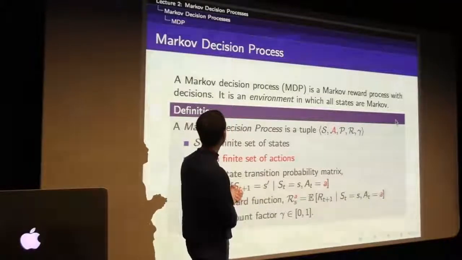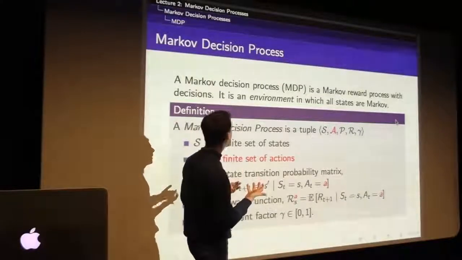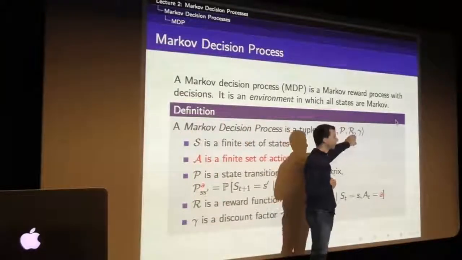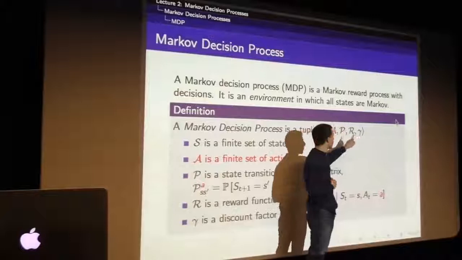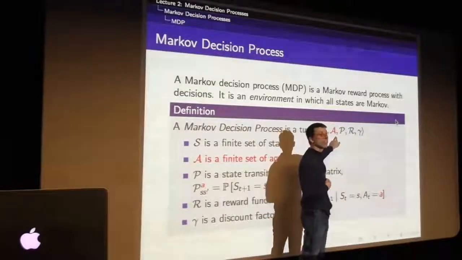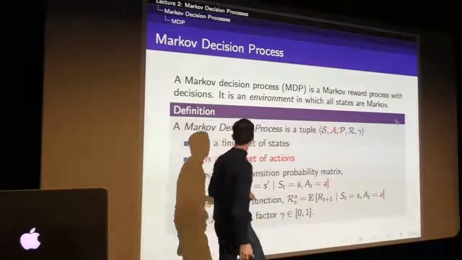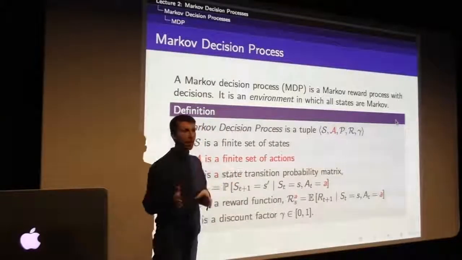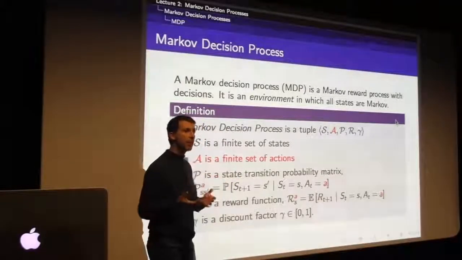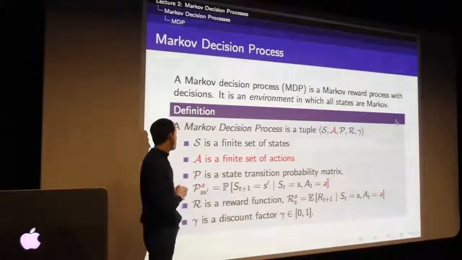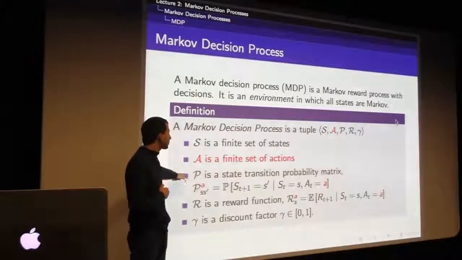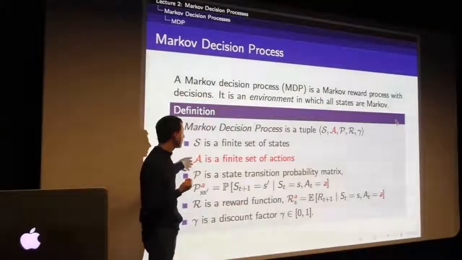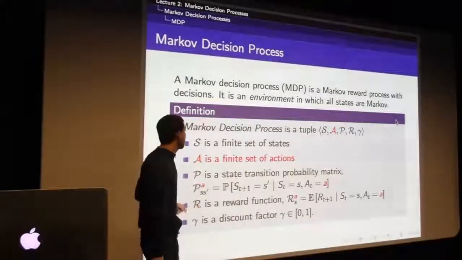Let's introduce decisions. So what we're going to do now is basically take our Markov reward process, which was a state space, transition matrix, reward function, and discount factor. We're going to add in one more component, which is the action space. So A is now a finite set of actions. In the extensions to the class, you'll see how this can be made continuous or infinite. But for now, we'll consider the simplest case: a discrete set of actions, finite size.